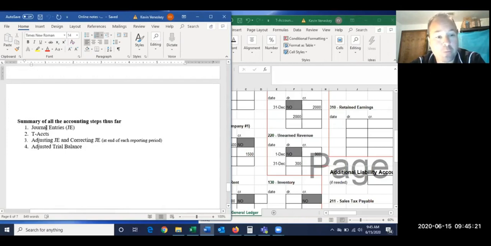So now, what we've done so far: back on day one and last week, we did the journal entries and the T accounts. Now we've just looked at the adjusting entries, and now it's time to prepare the adjusted trial balance. And then once we do the adjusted trial balance, we're ready to go in and do the financial statements, the income statement, statement of retained earnings, and the balance sheet.